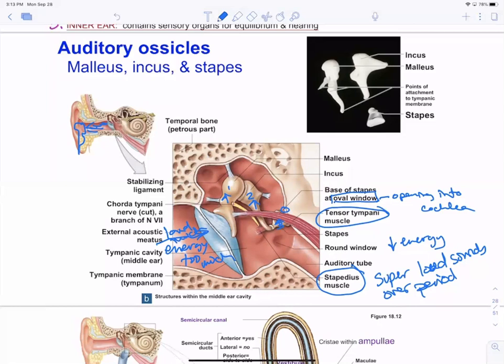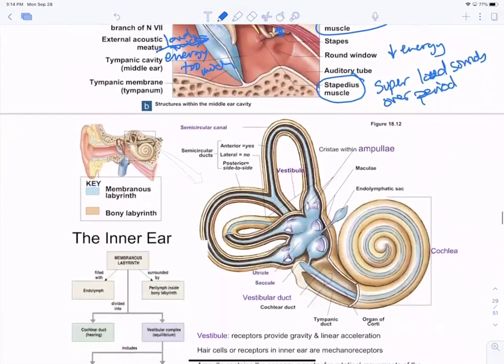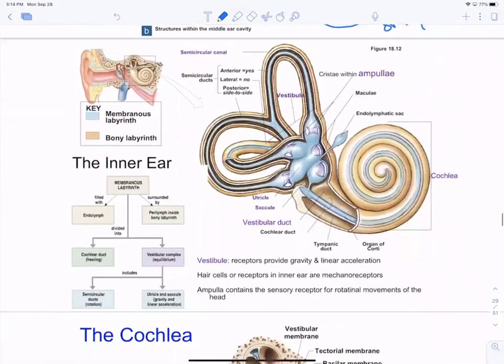So the tensor tympani and the stapedius muscle will kind of hold those auditory ossicles and try to dampen the sound. That's why after hearing loud sound for a while, everything sounds a little muffled and you still hear maybe a ringing or something in there. It's just because those muscles are still active and your perception is a little off from what's coming in. So we'll get to more about the cochlea in a second.